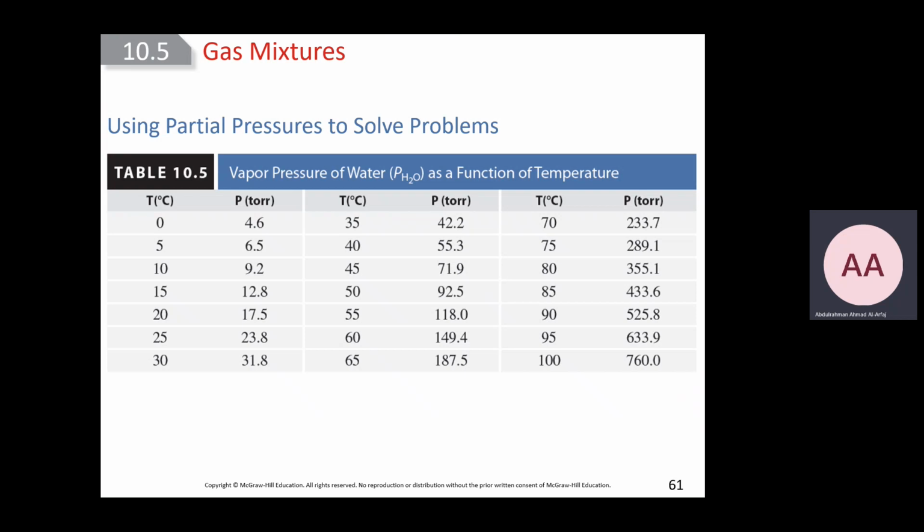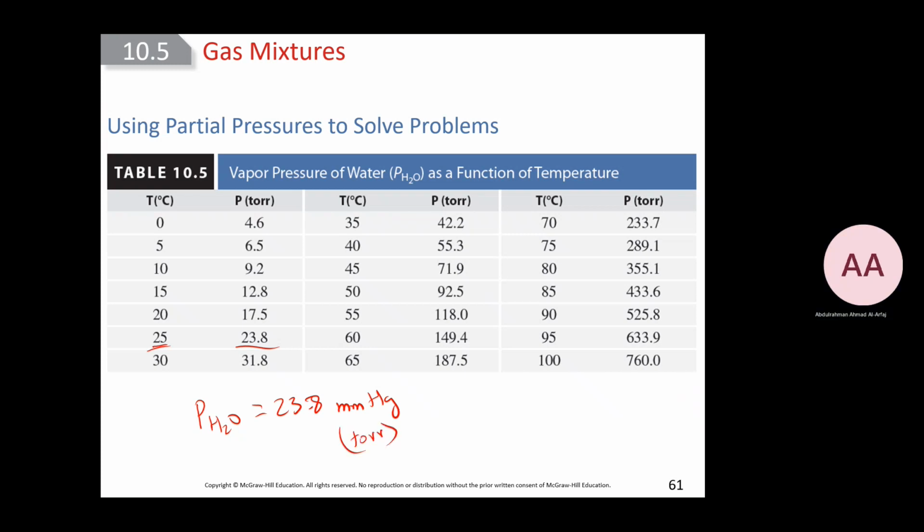But if the experiment is done at room temperature, which is 25, then what will be the pressure of H2O only? It will be 23.8 millimeter Hg or torr. Clear? But if we do the experiment at 30 degrees, then the pressure will be 31.8 millimeter Hg. And so the pressure of H2O is constant at a certain temperature.